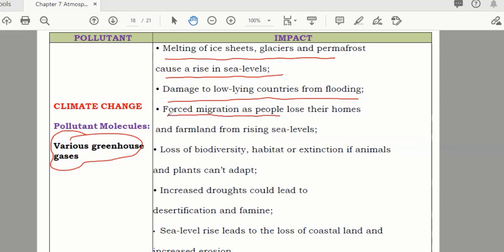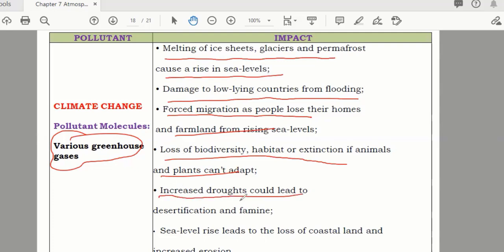Forced migration, as the people will move from one place to another. Loss of biodiversity, habitat, extinction of some animals which cannot adapt, because some animals can live only in hot weather. If due to climate change the weather is shifted, those animals cannot survive.